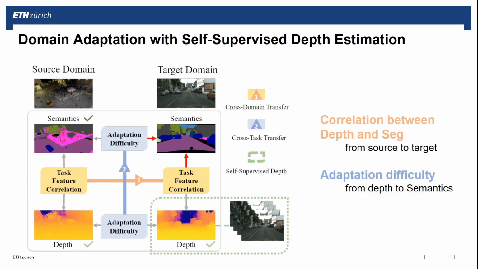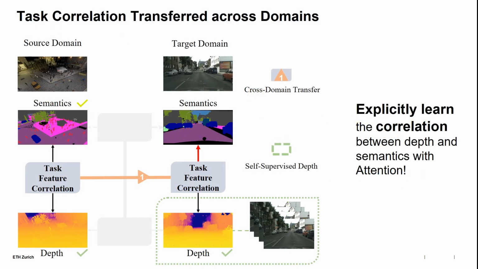The additional depth enables us to exploit the correlation between modalities. First, we learn the domain-robust task feature correlation and transfer it to the target. And second, we approximate the adaptation difficulty from depth and transfer it to semantics. We adapt recent developments of multitask learning and use attention to learn the correlations in the source domain. We then share it with the target domain.